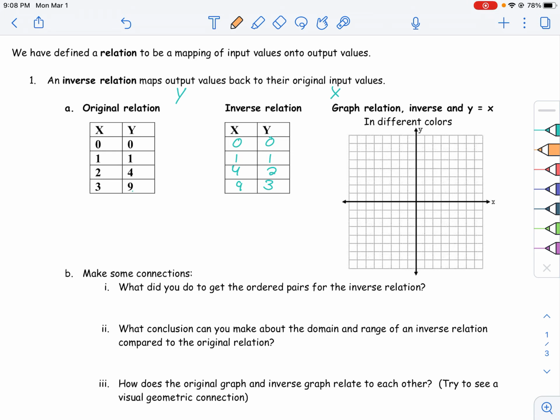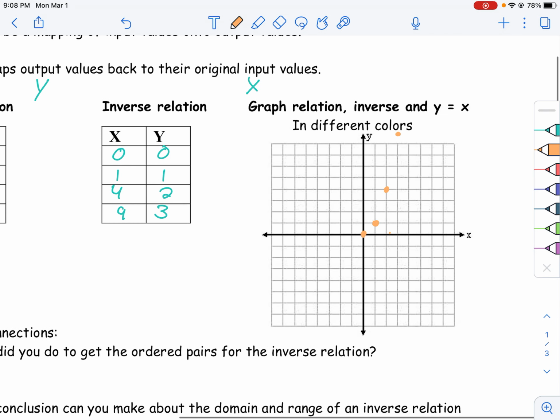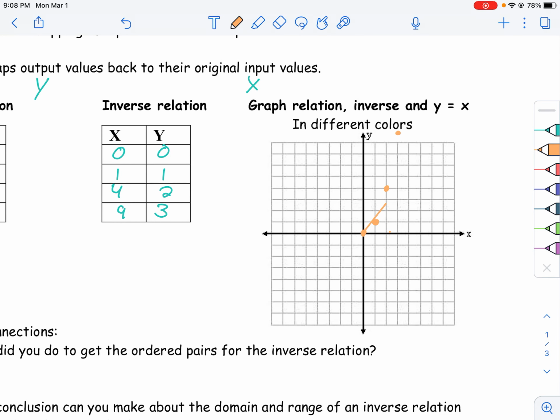So the original relation, we'll make that this orange color, so (0, 0), (1, 1), and then we have (2, 4). Then we have (3, 9), but it looks like 9 does not fit on this graph. Not sure what I was thinking when I made this graph up. Okay? So this relation would look something like this. It's also telling us to graph the line y equals x, so it'll go through right here, just like that.